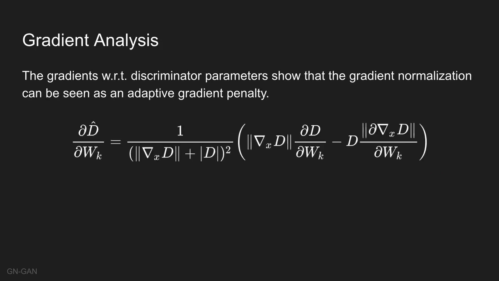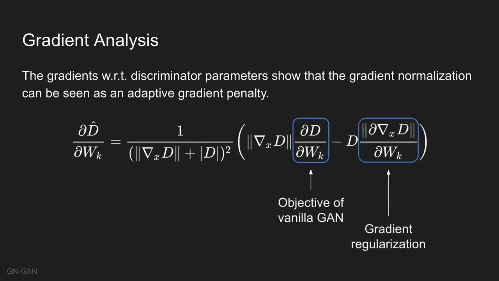We also investigate the gradient with respect to discriminator parameters. As we can see, the first term in brackets is the objective of GAN, and the second term is the gradient regularization. These two terms control the weight of each other, and finally strike a balance during training.